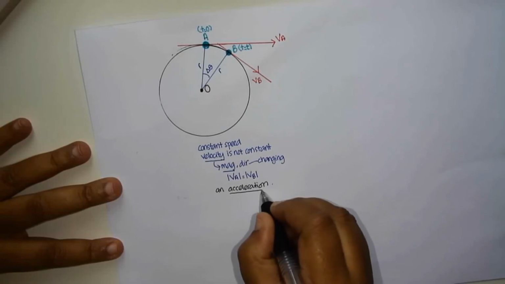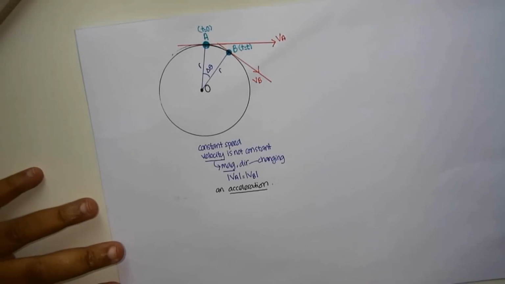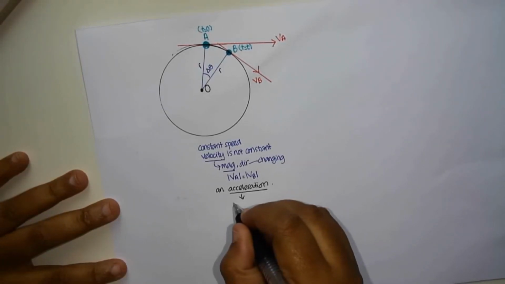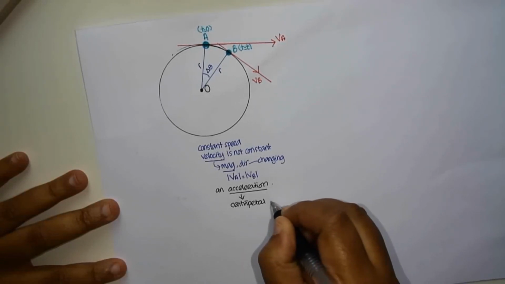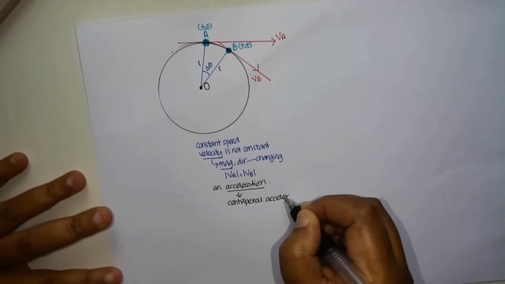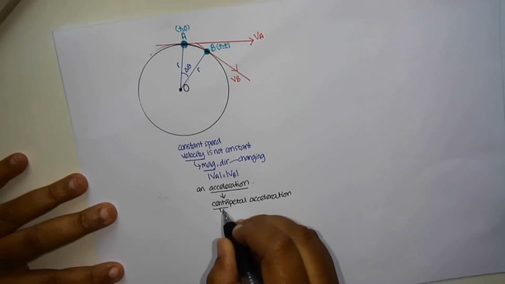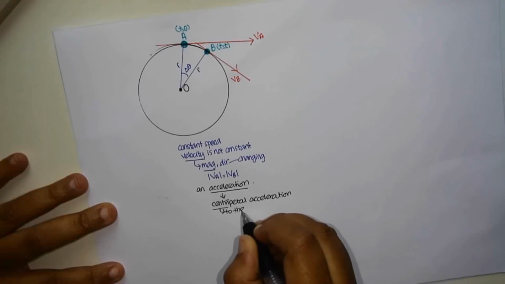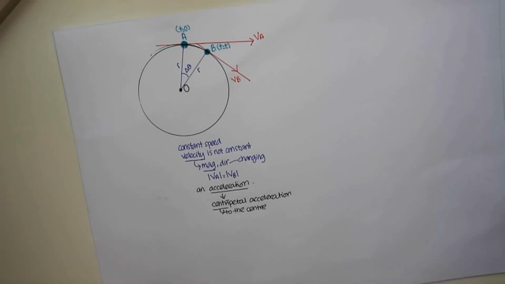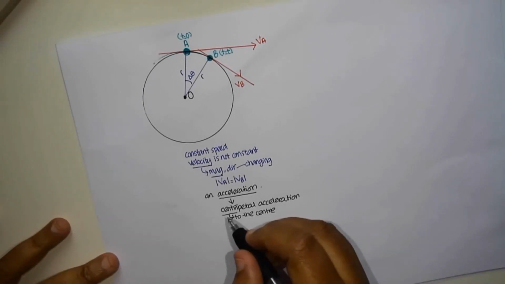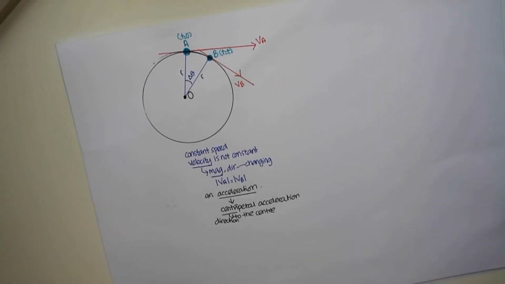This is a linear acceleration. Okay. And since it's a linear acceleration, it has a special name, which is called centripetal acceleration. Centripetal acceleration means what? Centri means to the center. That means this centripetal acceleration is an acceleration where the direction of this acceleration is to the center.